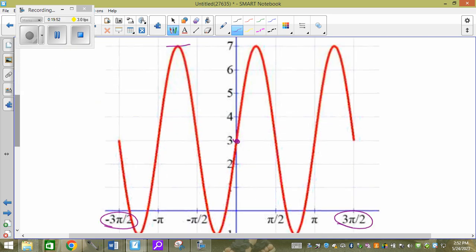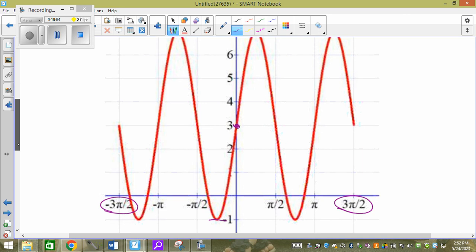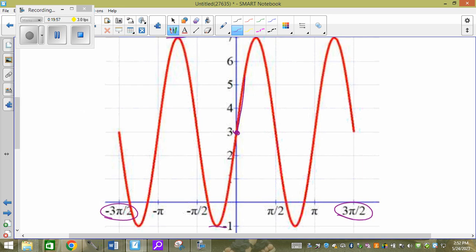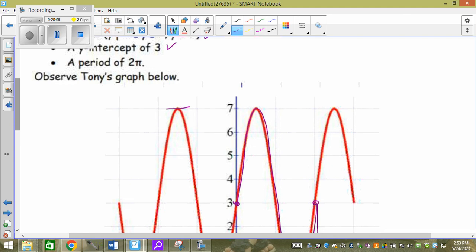Well, let's check it out. Go from here. At the y-intercept, past a max, past a min, back up to that height is here, which is pi. The period is pi. Nope. So I just want you to analyze it. If it says analyze, you have to explain. The period that Tony says is 2 pi, but it's actually pi. And the y-intercept is at 3, which is accurate.